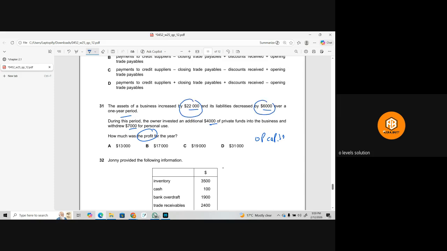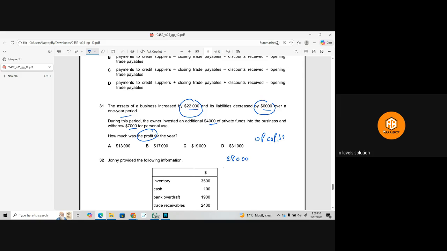Capital is equal to assets minus liability. So if the liability has decreased by 6,000 and asset has increased by 22,000, we will add these two. So the change in the capital is basically 28,000. Okay, so 28,000 will be a kind of closing capital.